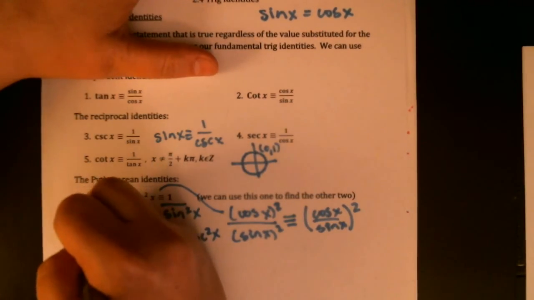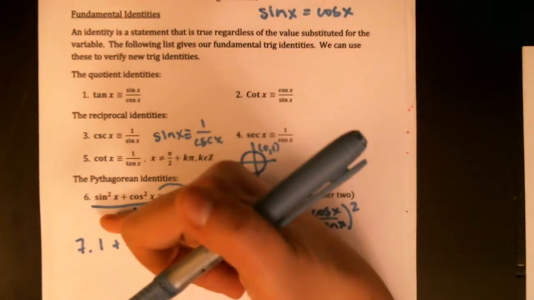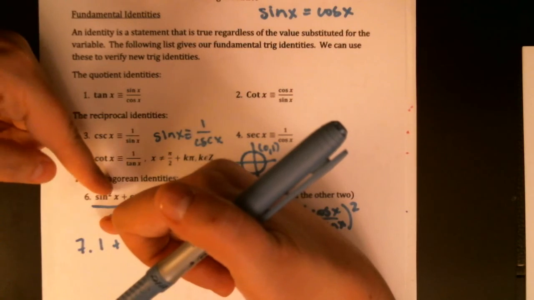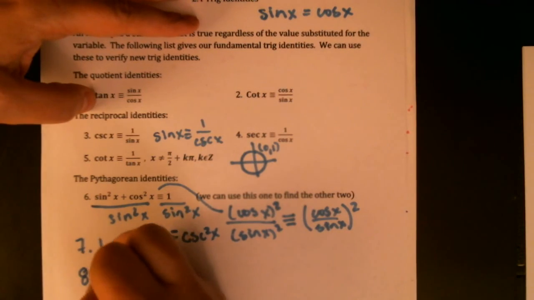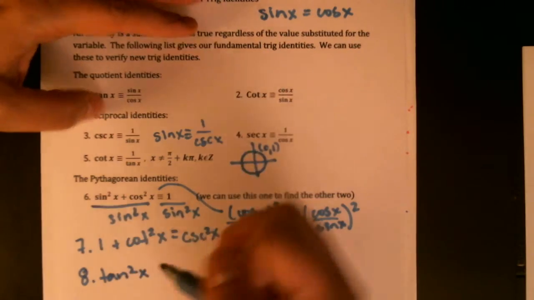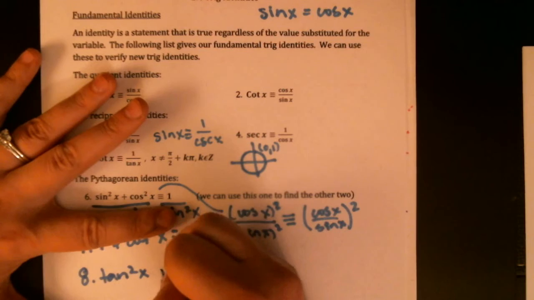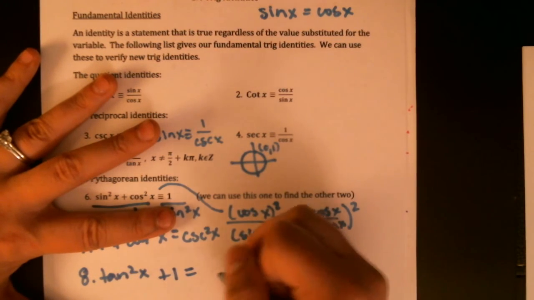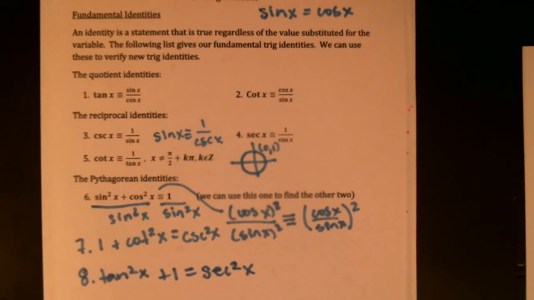So this is number 7. To get number 8, you would divide both sides by cosine squared. So you'd get sine squared over cosine squared, which becomes a tangent squared. You get cosine squared over a cosine squared, which is a 1. And you get 1 over a cosine squared, which is a secant squared. So these are our 3 Pythagorean identities.